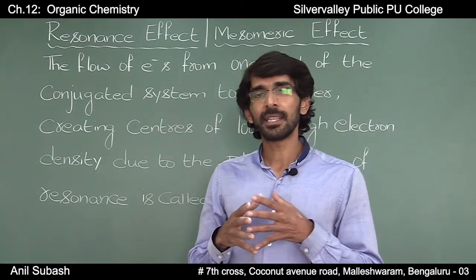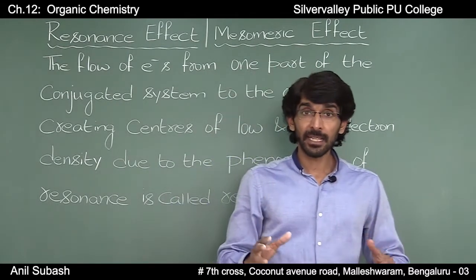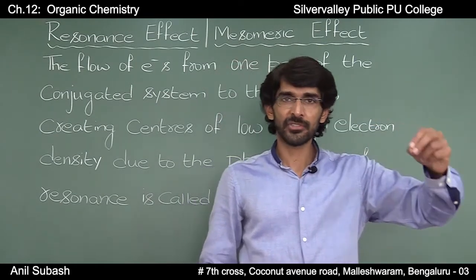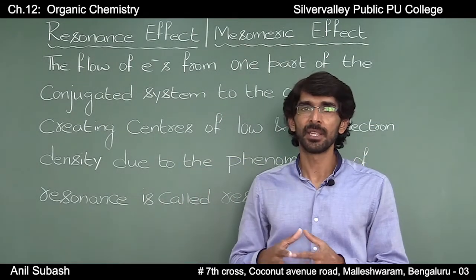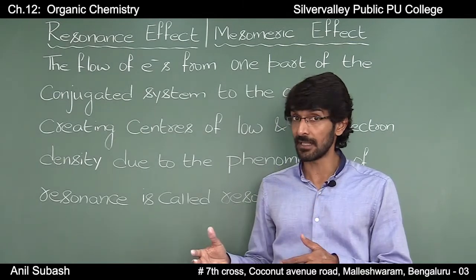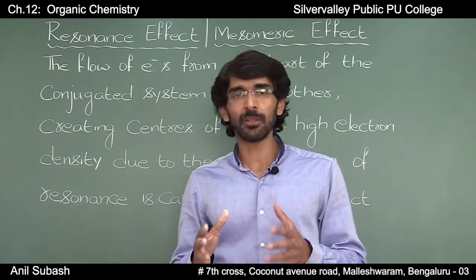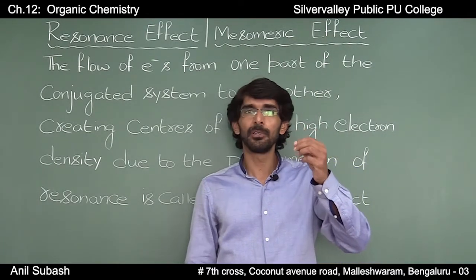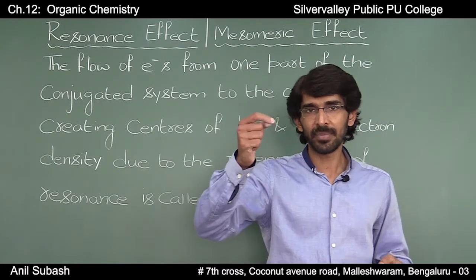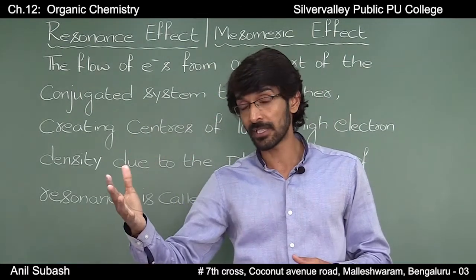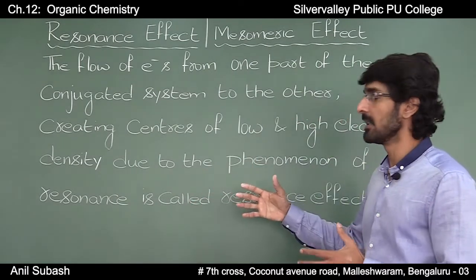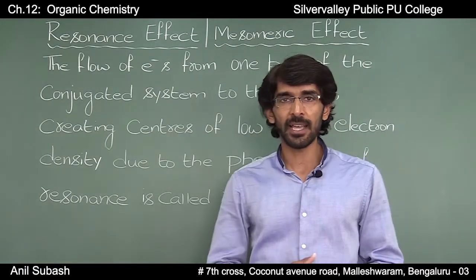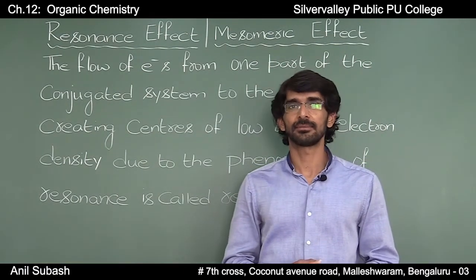That is, in the case of a conjugated system, the electrons will move from one end of the system to the other end of the system by the process known as resonance. And due to this movement of electrons in the conjugated system, there will be centers of low electron density and centers of high electron density, and the phenomenon is known as the resonance effect, or it is also known as the mesomeric effect.